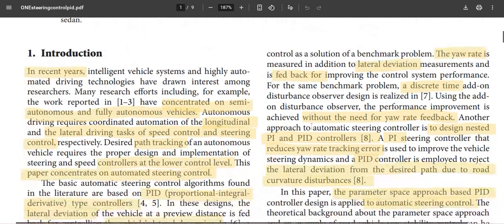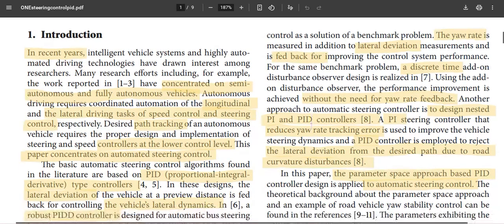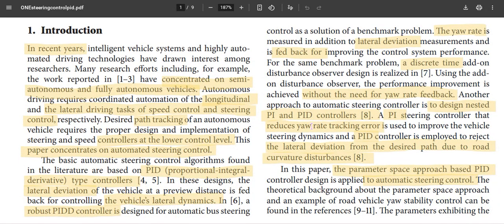In recent years, there have been many attempts to develop level 3, level 4 vehicles, and people are also attempting to bring a level 5 vehicle into the picture. The level 5 vehicle is required to do automated steering and also automated pedaling and braking. So there have been many attempts to develop automated speed control and steering control.